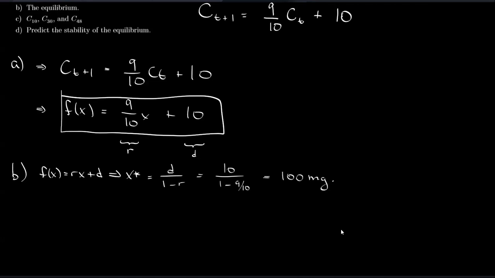That's the equilibrium, that's our x*. Now, if we didn't want to use this equation, how do we find the equilibrium? This is the general way it always works.